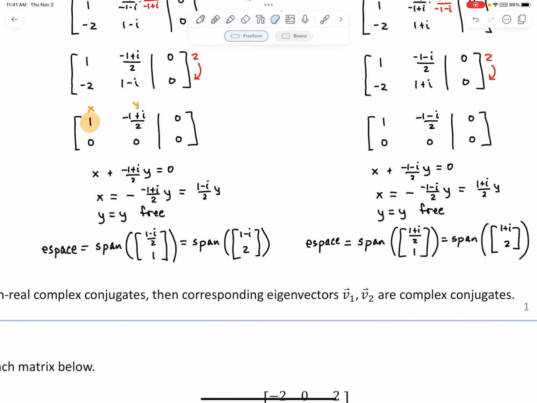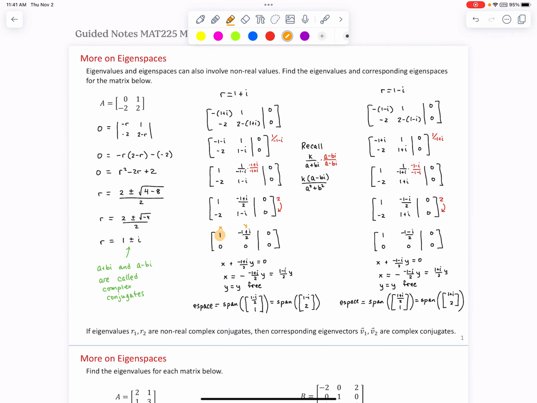So again, notice the parallel. The eigenvector that we have over here for r equals 1 plus i, and here's an eigenvector corresponding to 1 minus i, and notice that wherever there's an imaginary number in the first component, we have the same vector except the complex conjugate in that component. And wherever there was a real number, we have no change. This will always be the case.